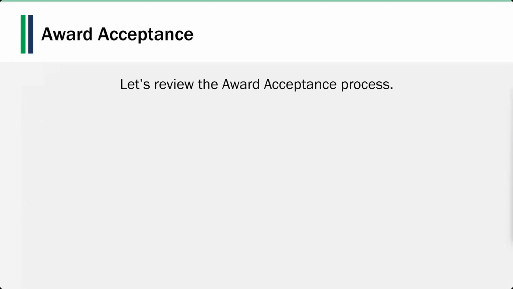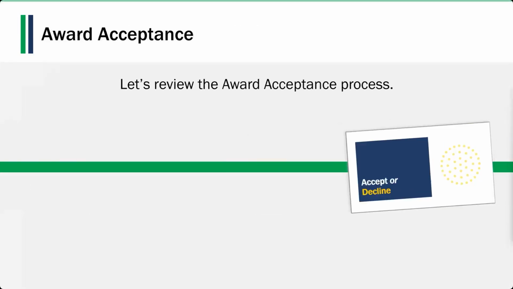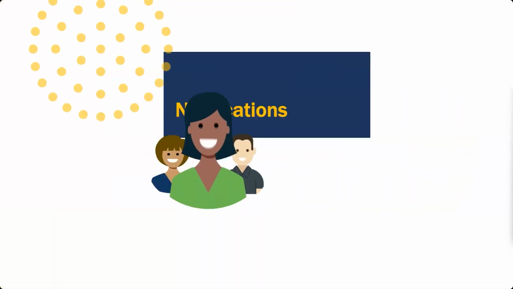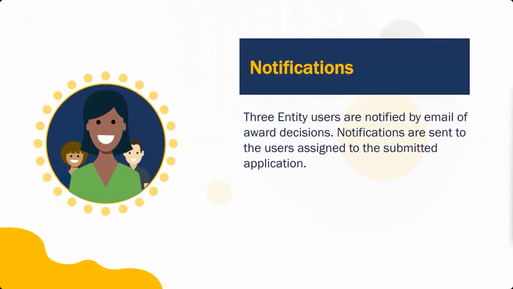All right, so now we're going to look at that award acceptance process again, just to make sure we got it all going correctly. First up here is the notifications. Now, your notifications are sent to the users assigned to the submitted application, the entity administrator, application submitter, and the authorized representative. And those are the three users notified by email of the award decisions. DOJ also publishes award information each year on their websites, which we'll touch on a little later.